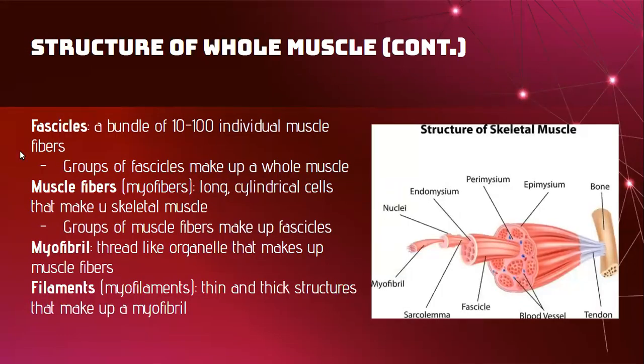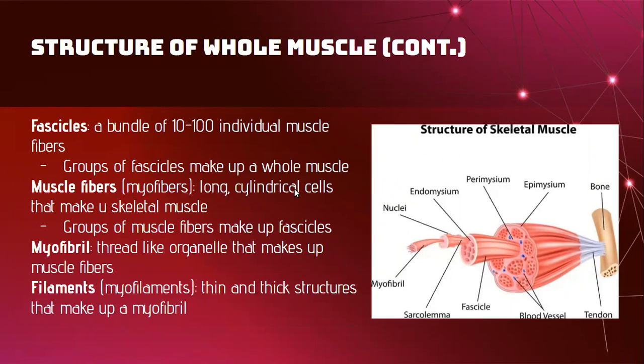So, structure of the whole muscle continued. Fascicles, like I just said, this is a fascicle, one of these big things within the whole muscle. It's a bundle of 10 to 100 individual muscle fibers. So your muscles are made of little fibers, and the fibers give the muscle its elasticity and the different characteristics I talked about earlier. So groups of fascicles, multiples of these fascicles, make up a whole muscle. And then we have muscle fibers, which are myofibers.